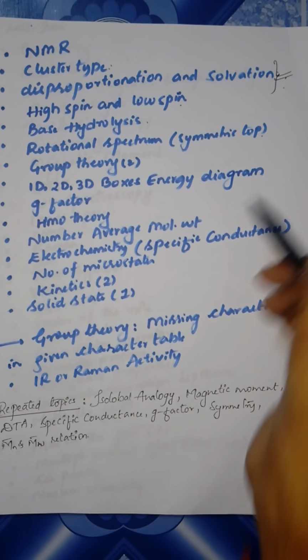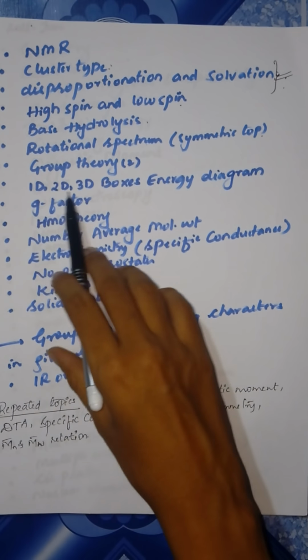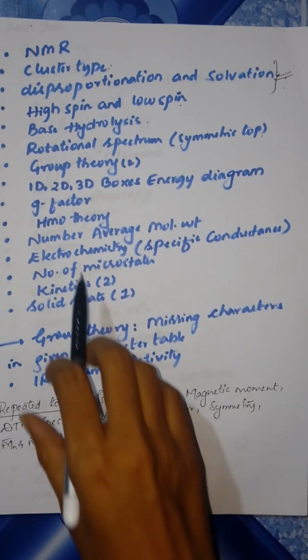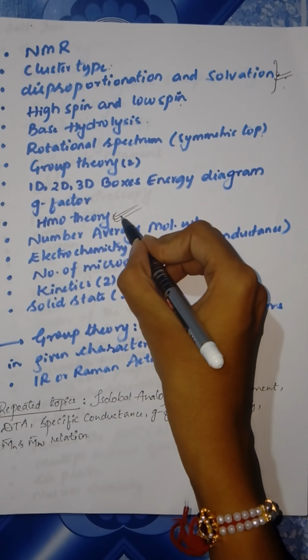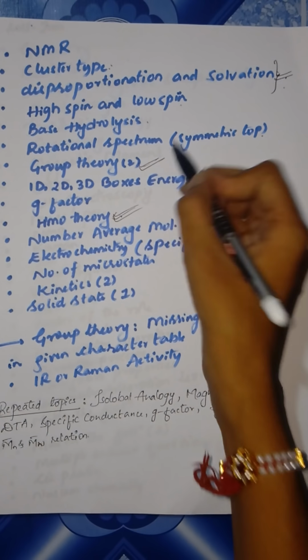Group theory, 2 questions. What were those 2? I have written here. 1D, 2D, 3D boxes energy diagram. Again, HMO theory. Okay, I'll mark on this. I'll mark on this also and we'll tell you later why.